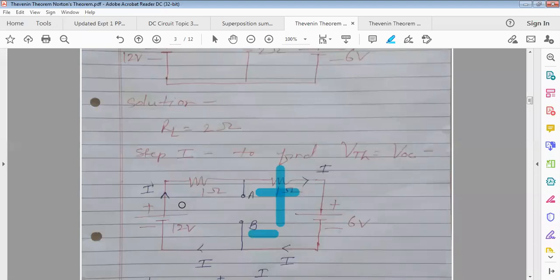Now see, suppose I am considering this one loop, which is there on your left. So in this loop, the voltage across A and B is VAB, isn't it? This is the one voltage. This is the 12 volt voltage source and the 1 ohm voltage drop. If I want to apply KVL, this polarity for this I know.